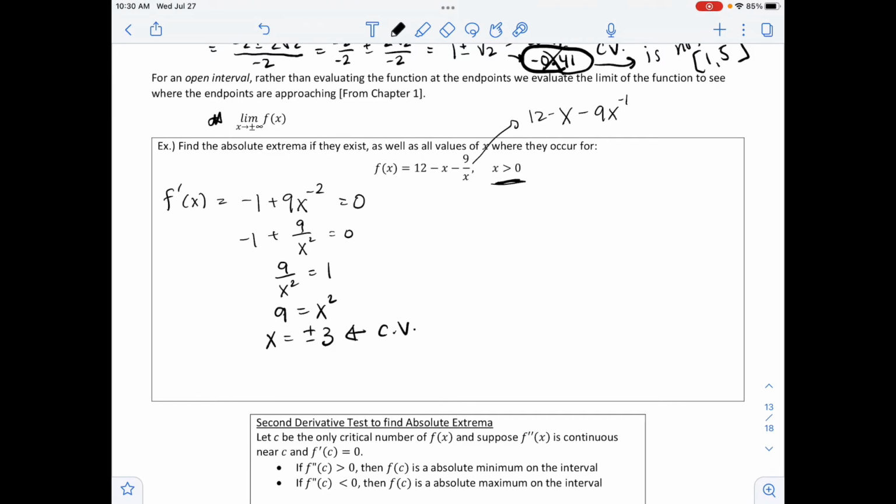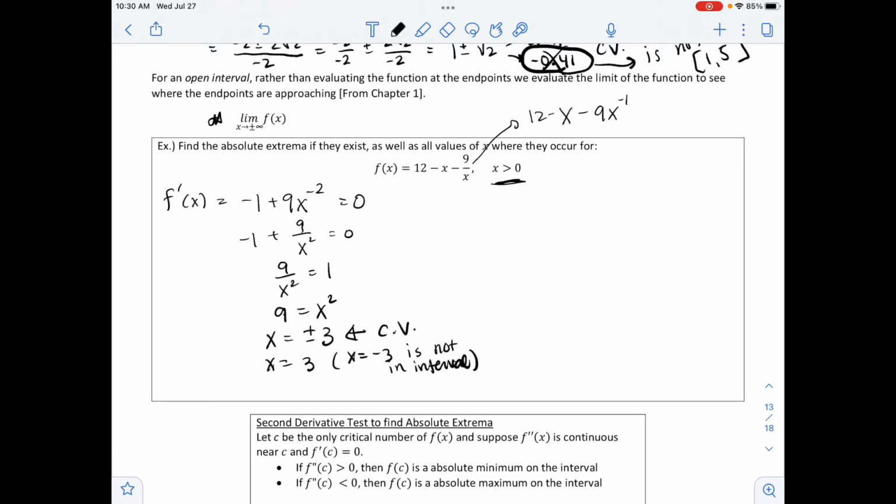Again, looking at this, we need to notice that x has to be greater than 0. So the negative value for my x, the negative 3, would not work. So I'll put down x equals 3. x equals negative 3 is not in the interval. Okay, it must be a positive value.